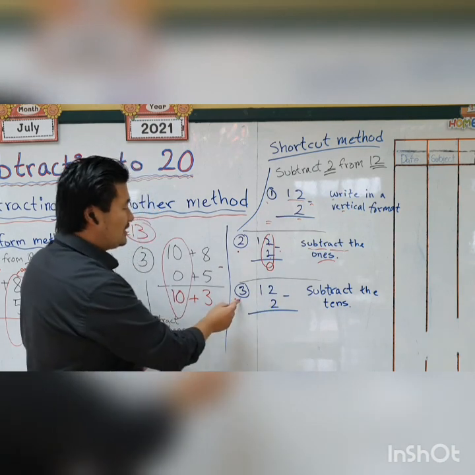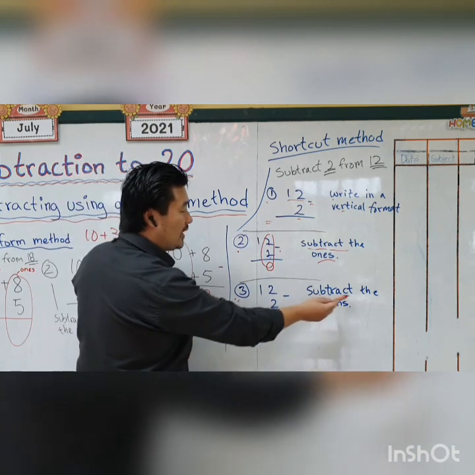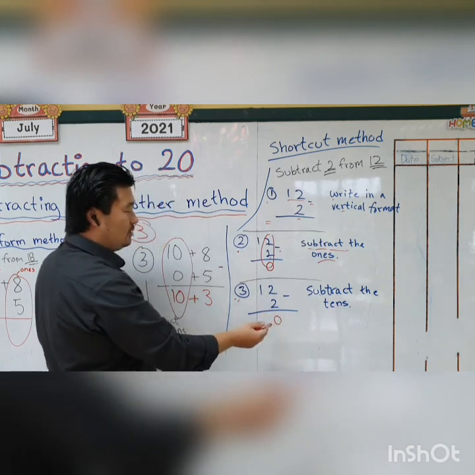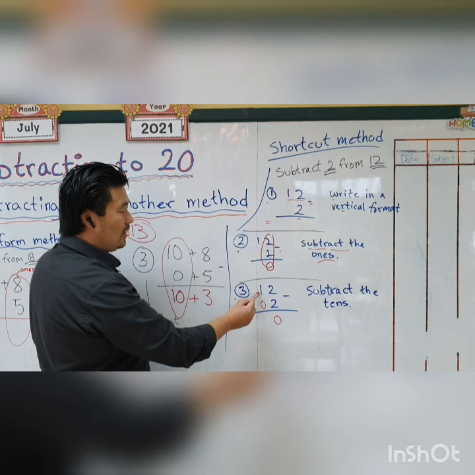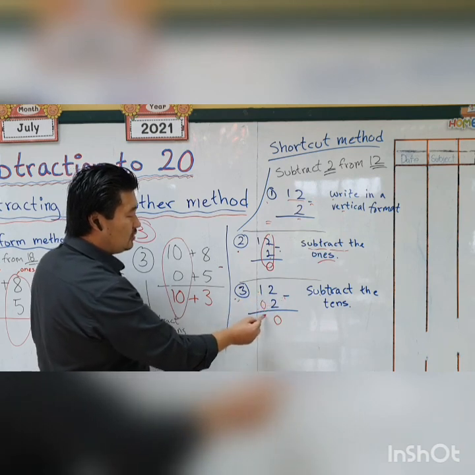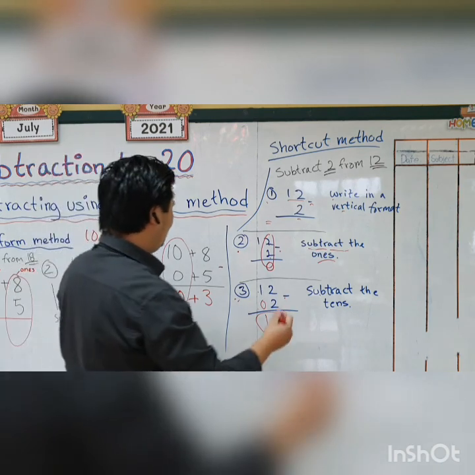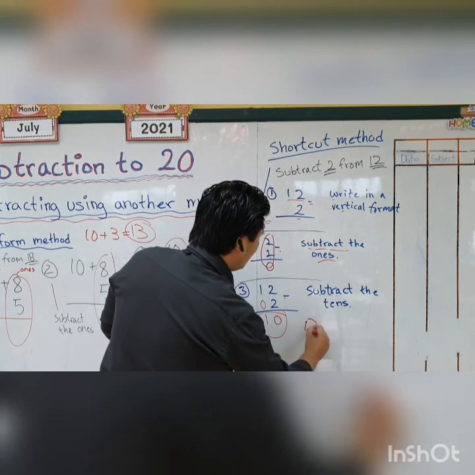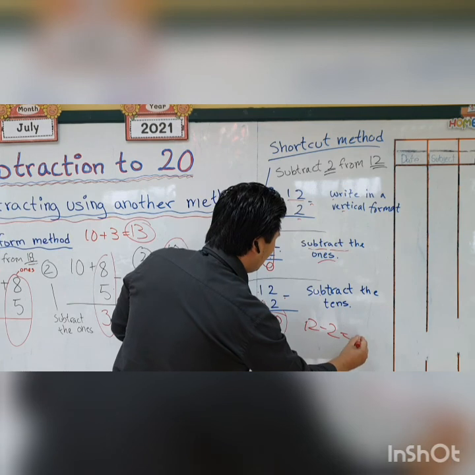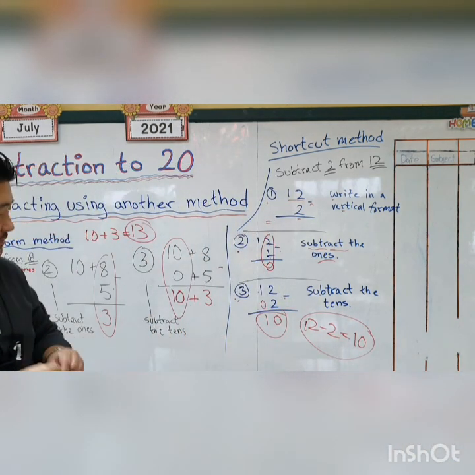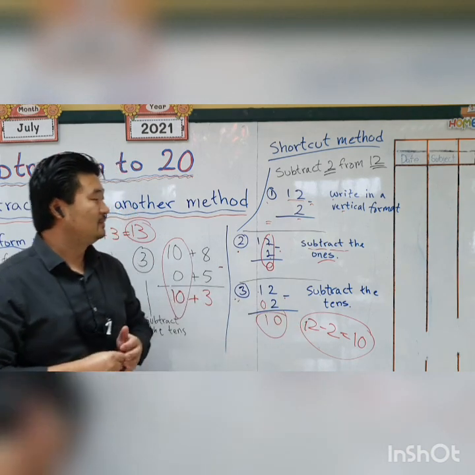And the last step, subtract the tens. So this you already know is 0. And then 1 minus 0 equals 1. So the answer is 10. 12 minus 2 equals 10. That is the answer, 10.